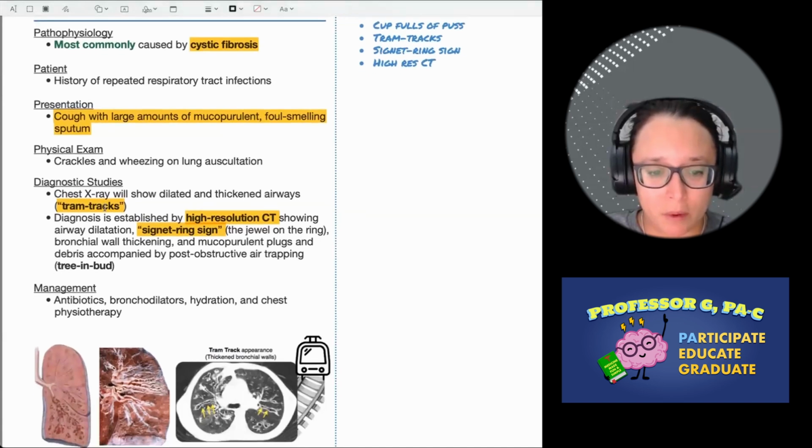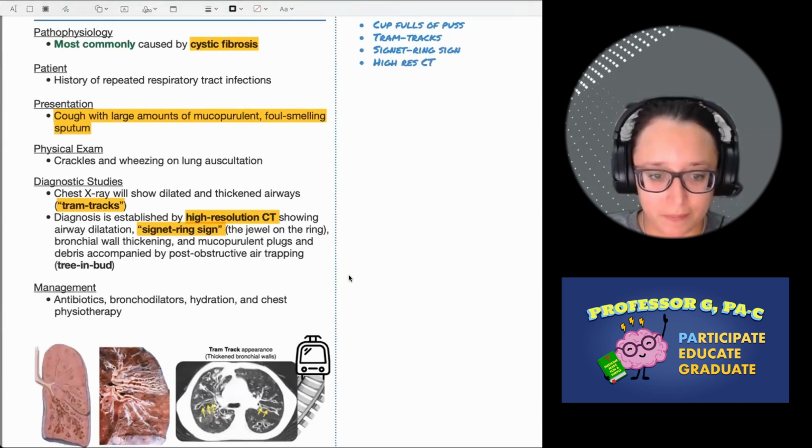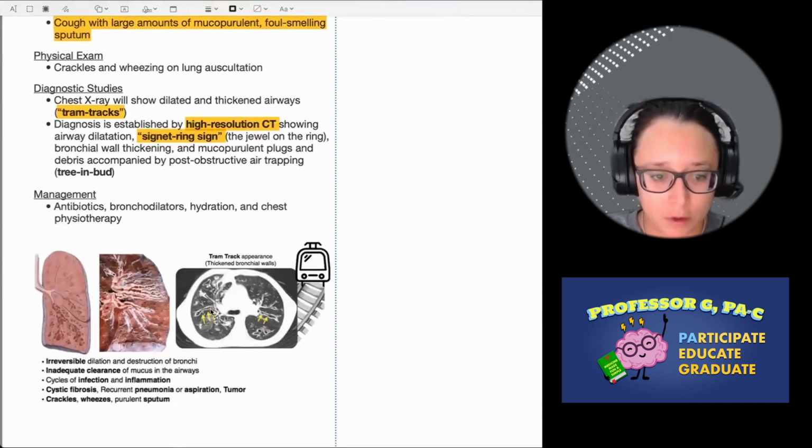And really, really important things that we want to pick up in vignettes are going to be the tram tracks or signet ring signs. We talked about that a little bit. And the best diagnostic test is going to be a high resolution CT. So here are those tram tracks. You can see those thickened dilated airways. Signet ring is going to be when you see them on end, kind of like this one down here. So it's looking at the tube on end.